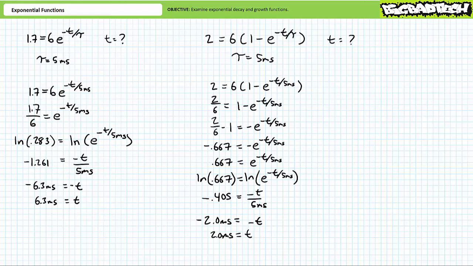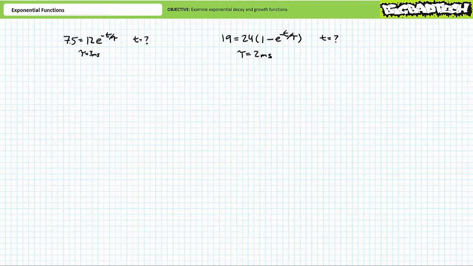Divide both sides by 6. Subtract 1 from both sides. Get rid of the negative sign on both sides. Take the natural log of both sides. Multiply both sides by the constant tau, in this case 5 milliseconds. Get rid of the negative signs on both sides. We're left with t equals approximately 2 milliseconds.